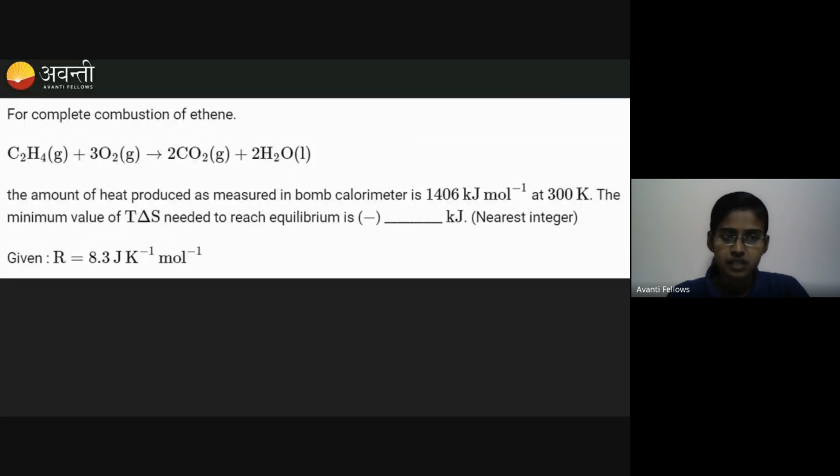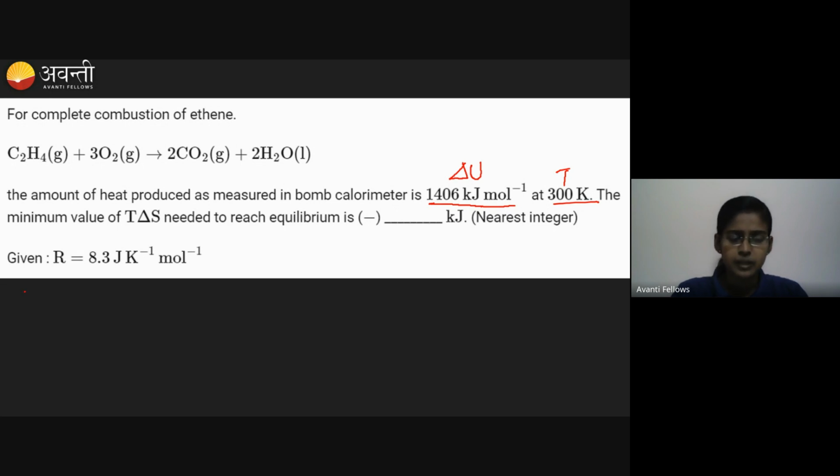The question says that for complete combustion of ethene, the amount of heat produced as measured in a bomb calorimeter is 1406 kilojoule per mole. So this is the amount of heat produced from the bomb calorimeter. A bomb calorimeter is the instrument used to measure the change in the internal energy value. So the delta U is this at 300 Kelvin. The minimum value of T delta S needed to reach the equilibrium is minus dash kilojoule. R value is given. So how can we calculate T delta S?